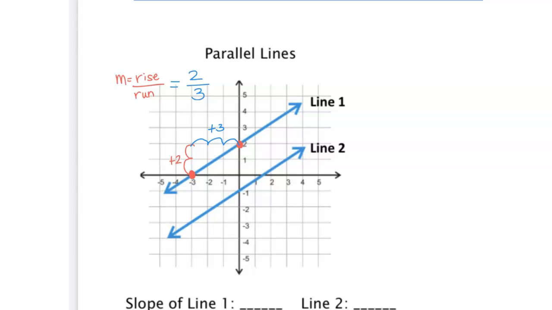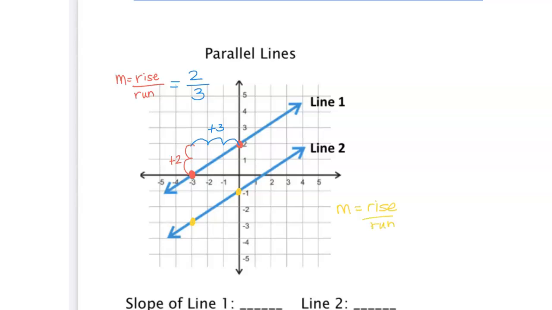For the next line, line number 2, we do the same thing again. We identify 2 points that we can clearly see on the graph. Here's a point here, and here's a point. Now, if you're looking closely at this graph, you'll also notice that 3, 1 is also a point. It doesn't matter what 2 points we actually choose, because on this particular line, any 2 points will have the exact same slope.